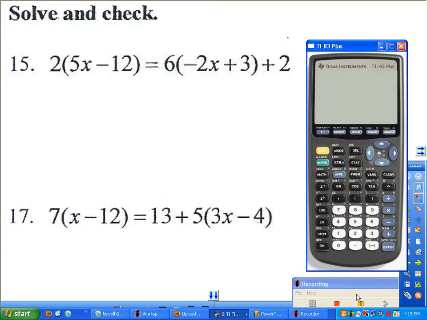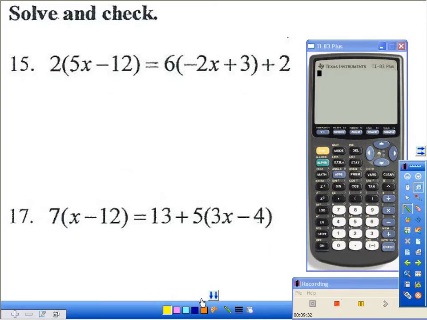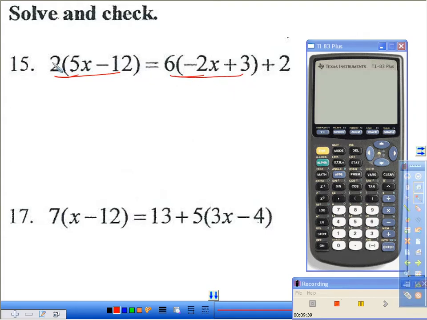If I wanted to solve these by hand, we've talked about a 4-step process throughout the year. Our first step is to use the distributive property if that's necessary anywhere. 2 times 5x is 10x. 2 times -12 is -24. 6 times -2x is -12x. 6 times 3 is 18, so plus 18.